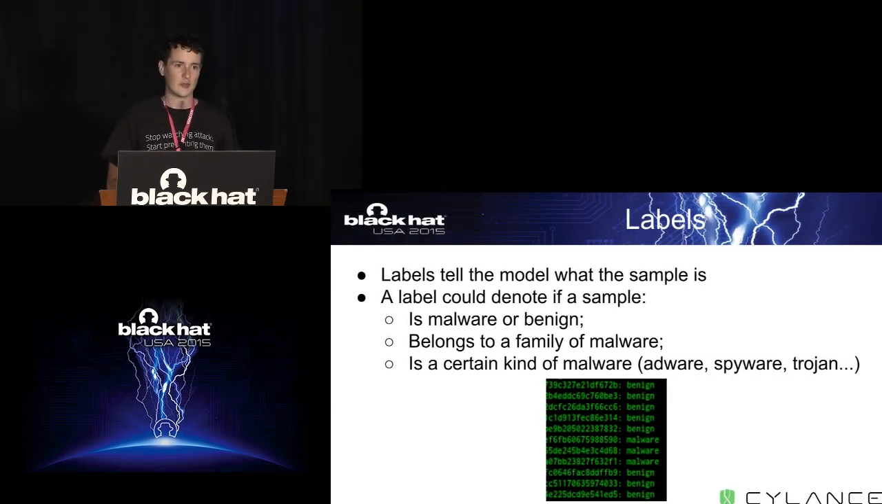So labels. The label is going to tell the model what the sample is. And in our case, it's going to be a very granular, just good versus bad decision, right? But if you wanted to do some advanced analytics, you could also have labels. Like let's say you wanted to train a model to detect if something's banker malware or not. Or train a model that says, okay, this thing's probably a keylogger. You could train a model to do some more advanced analytics that way.